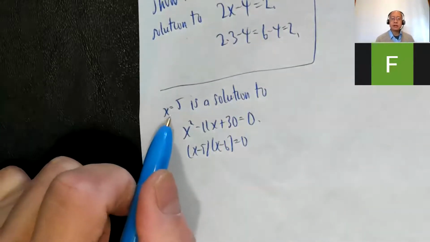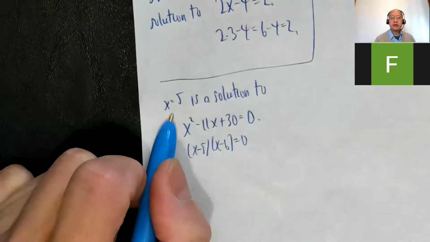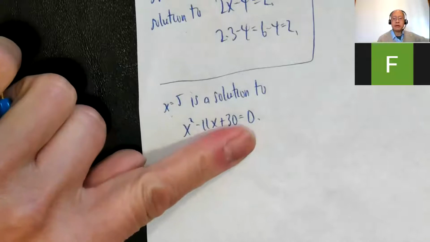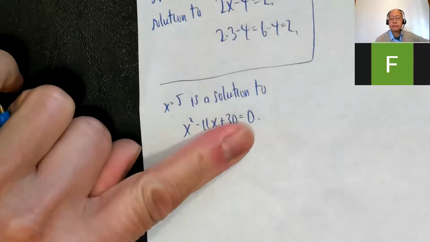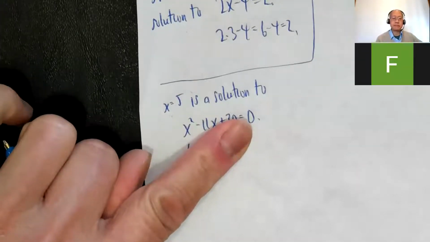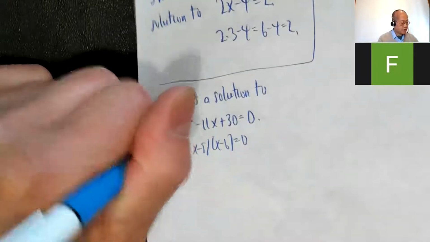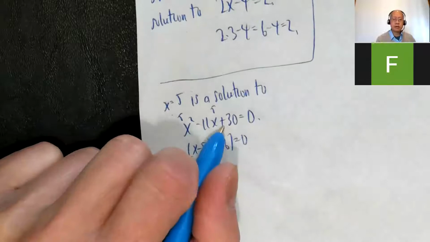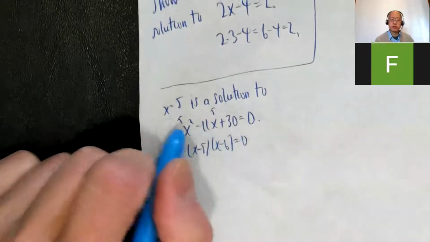So notice the language. At the beginning, you say, here's a solution. Before you knew anything about factoring, say, how did you get that? I don't know how you got it. Just plug it in. Plug in 5. 25 minus 55 plus 30. Yes, it's 0. It works.